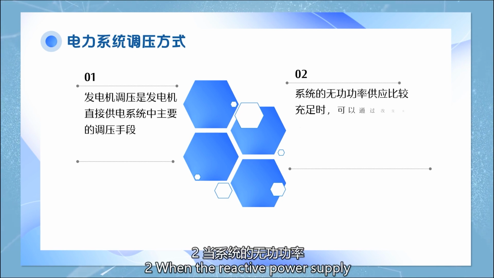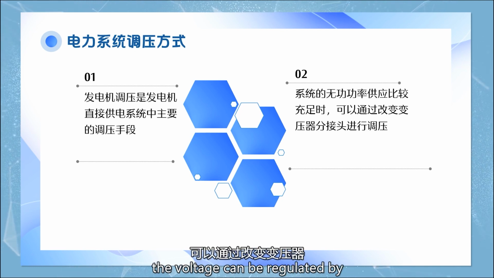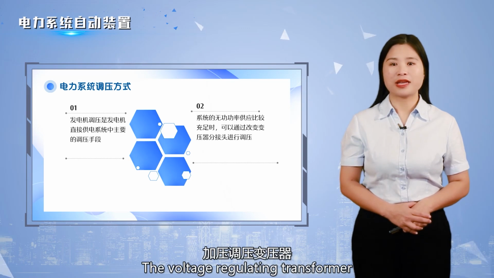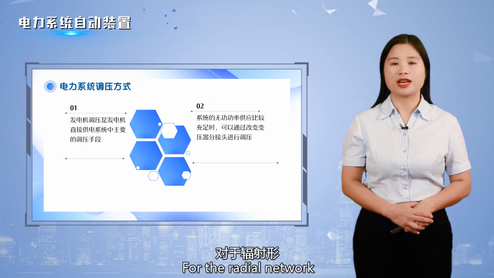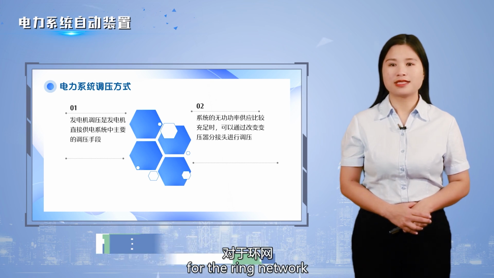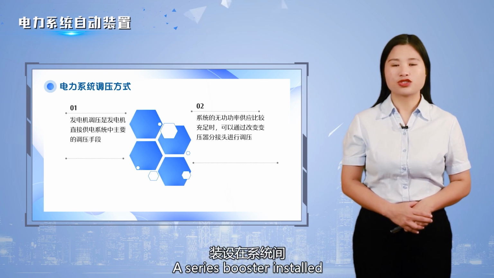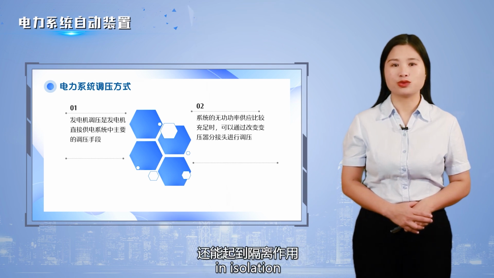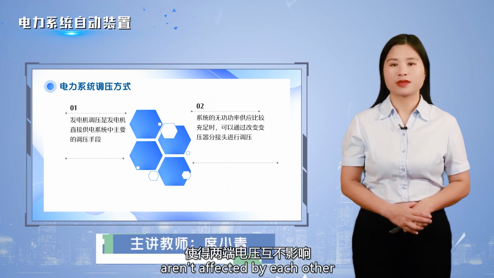2. When the reactive power supply of the system is sufficient, the voltage can be regulated by changing the transformer taps. The voltage regulating transformer can be connected in series with the circuit. For a radial network, the purpose is to regulate the voltage. For a ring network, it can also change the power distribution. A series booster installed on the inter-system contact line also plays a role in isolation, so that the voltages at the two ends aren't affected by each other.